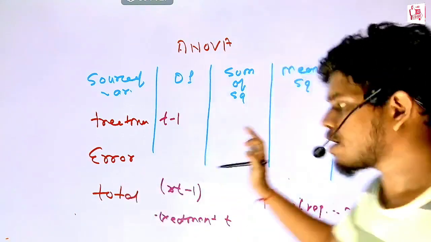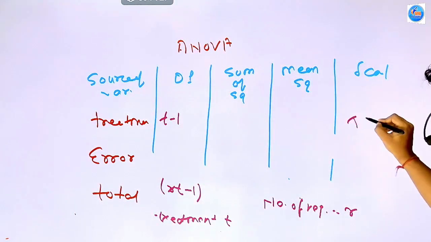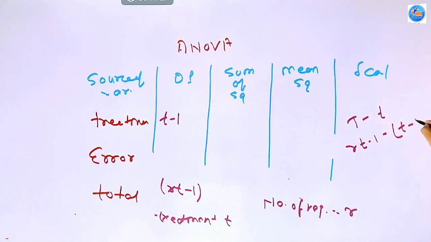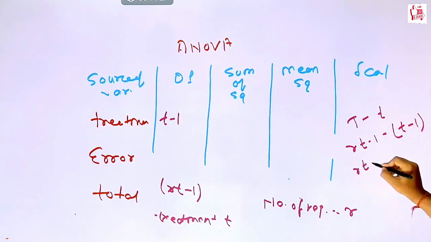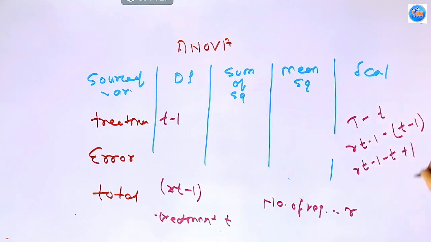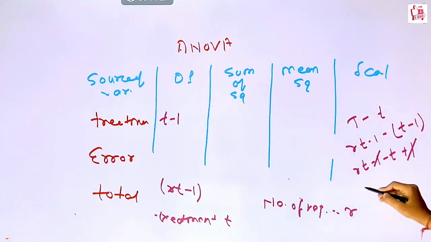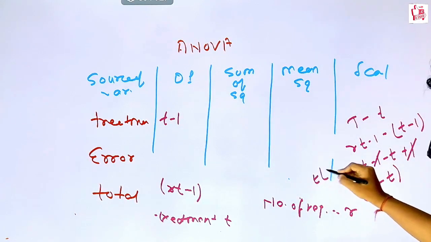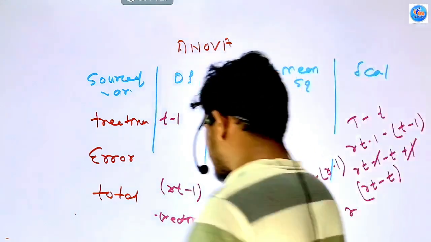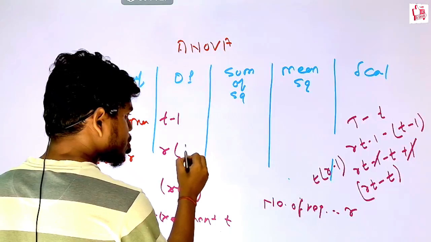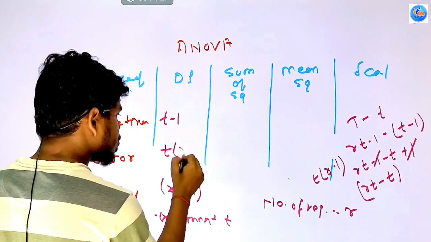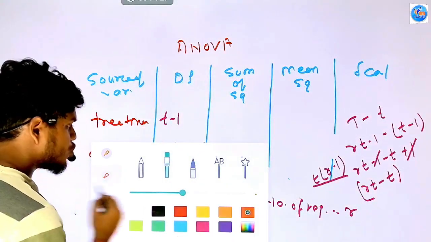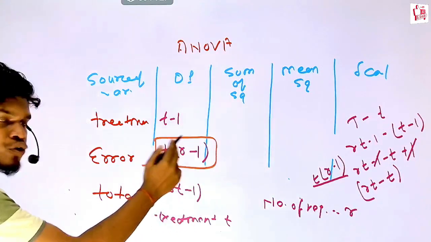Then we can calculate the error. Error is total minus treatment. Total is RT minus 1, minus (T minus 1). We remove the bracket: RT minus 1 minus T plus 1. Plus 1 minus 1 cancel, leaving RT minus T. Taking T common, T into R minus 1. So error DF is T into (R minus 1). This is error, so we remember it.